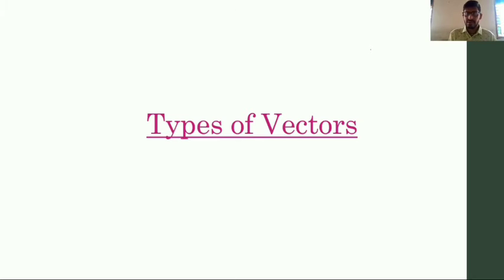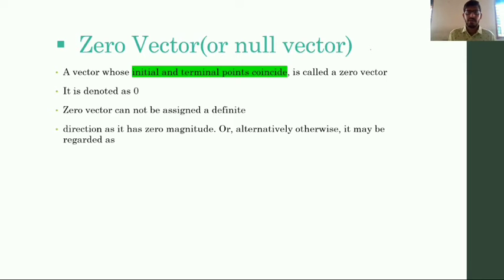Next, types of vectors. The first type of vector is the zero vector, also known as the null vector. A vector whose initial and terminal points coincide is called a zero vector, which means a point. This point indicates the zero vector, and it is denoted as zero. A zero vector cannot be assigned a definite direction as it has zero magnitude, or alternatively it may be regarded as having any direction.